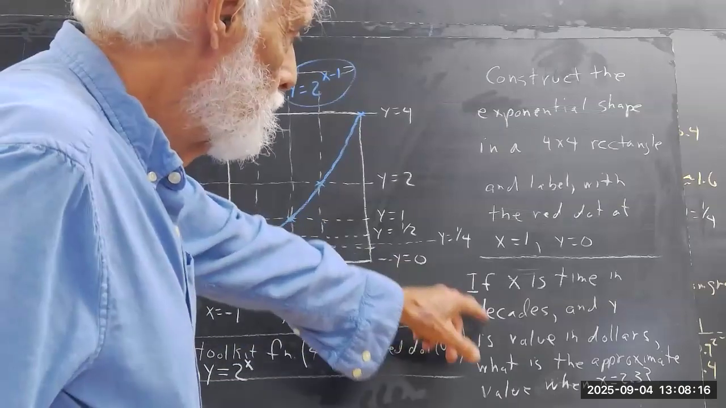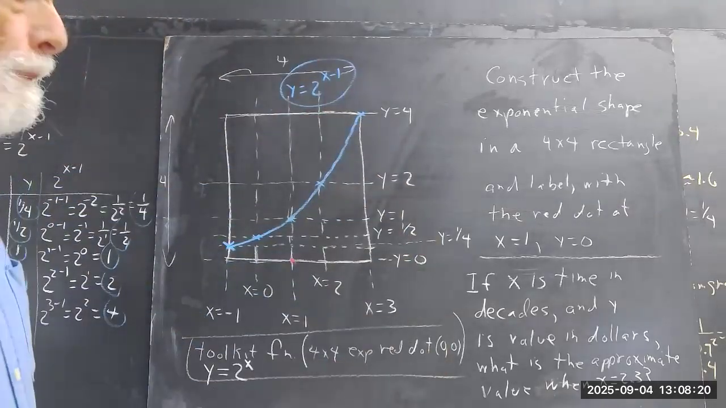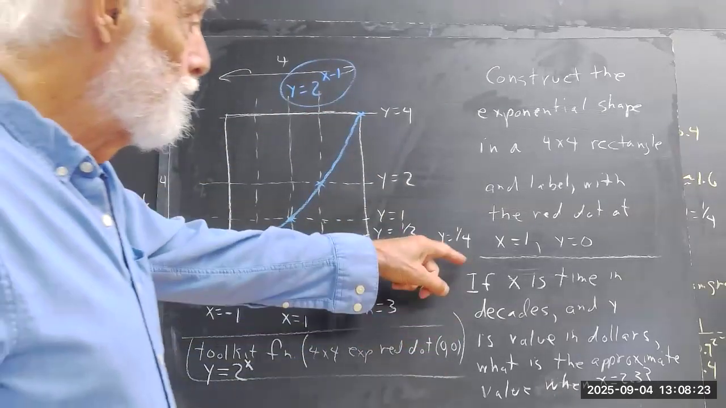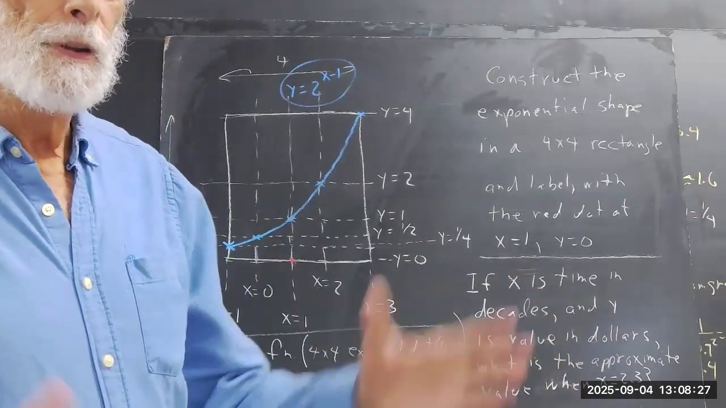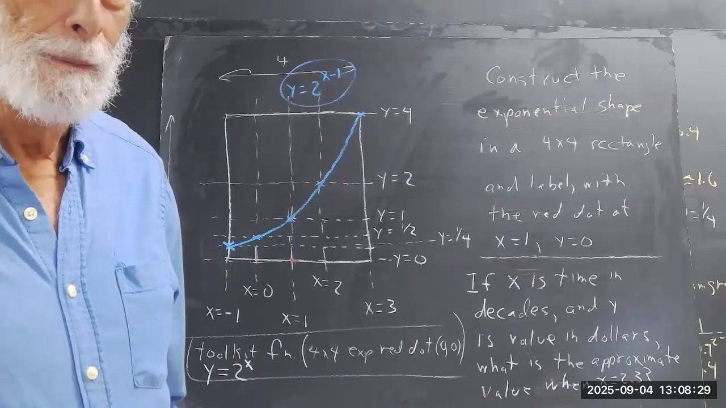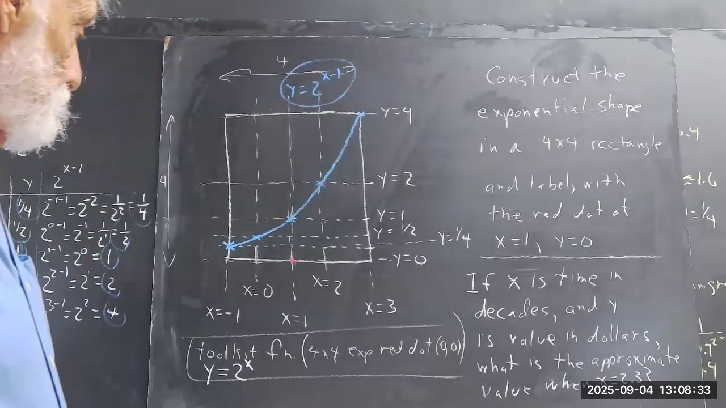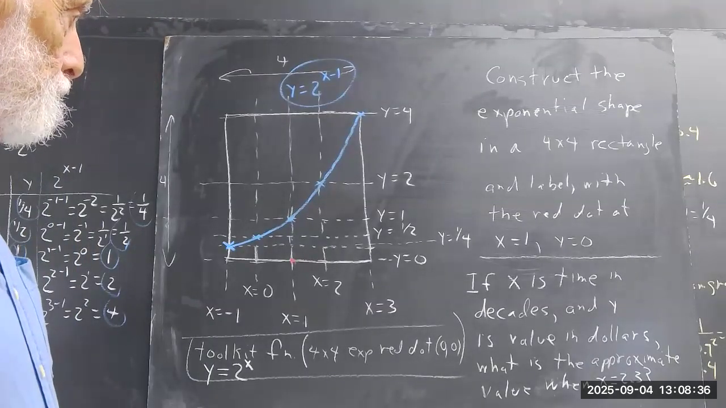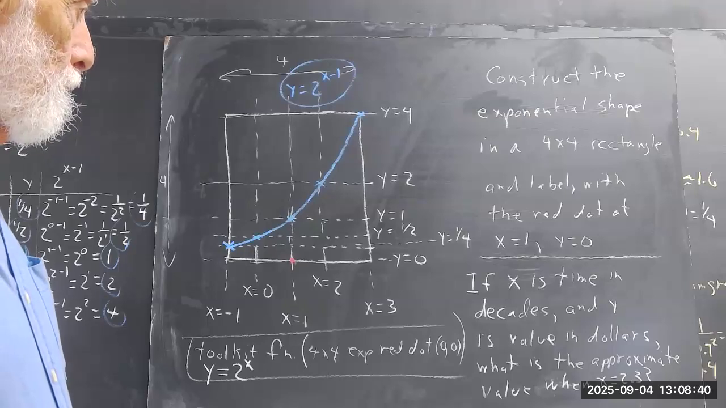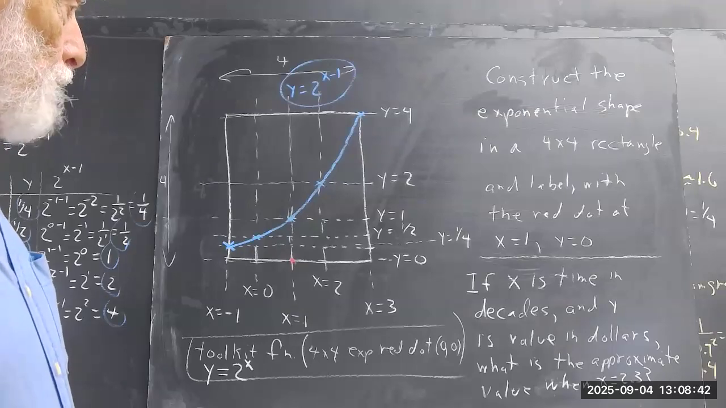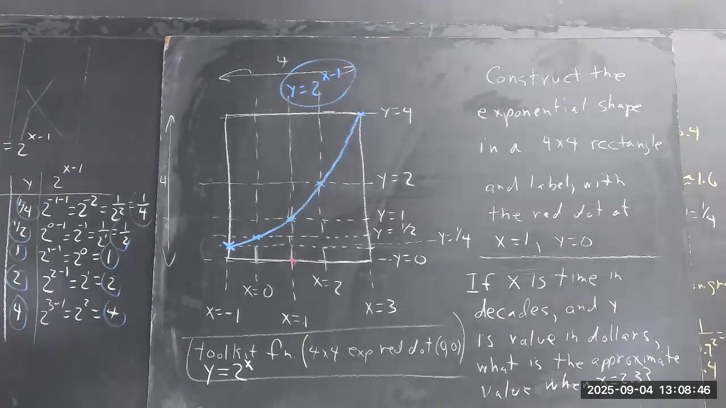Now we want to get to the question of, I gave this graph a meaning. X is a time in decades and Y is a value in dollars. Maybe it's an investment at a constant interest rate. That'd be an interest rate of about 7%. It's good luck if you get that.